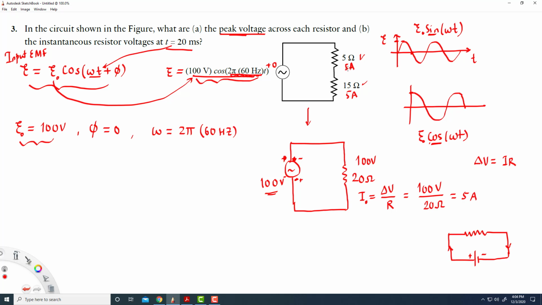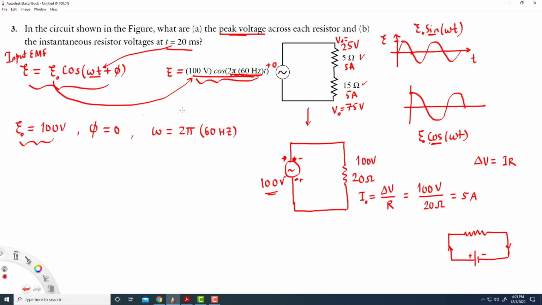So I is 5 amperes and R is 5 ohms. So multiplying those two, we get 25 volts. Okay, that's the peak voltage across this resistor. And same thing here. So delta V would be 15 times 5 amperes. That would be 75 volts. That's the peak voltage. Okay, V naught across this one, and this is the V naught across this resistor.